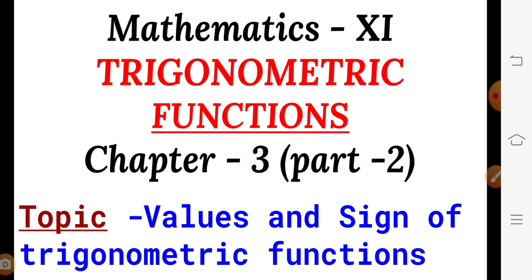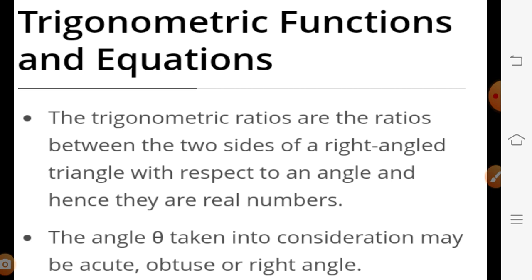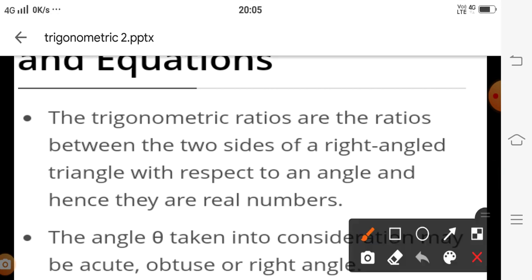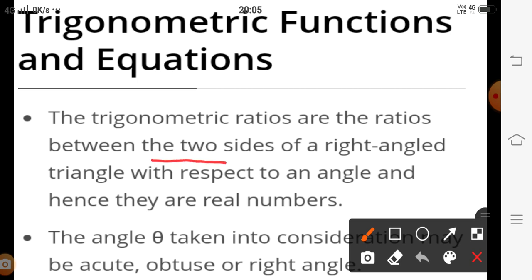And in this presentation we are going to recall some basic concepts of trigonometry which we have already read in class 10th, and the values we are going to find. If the value of one trigonometric ratio is given, then we are able to find the values of other trigonometric ratios. Then here we have trigonometric functions and equations. The trigonometric ratios are the ratio between the two sides of a right angle triangle.